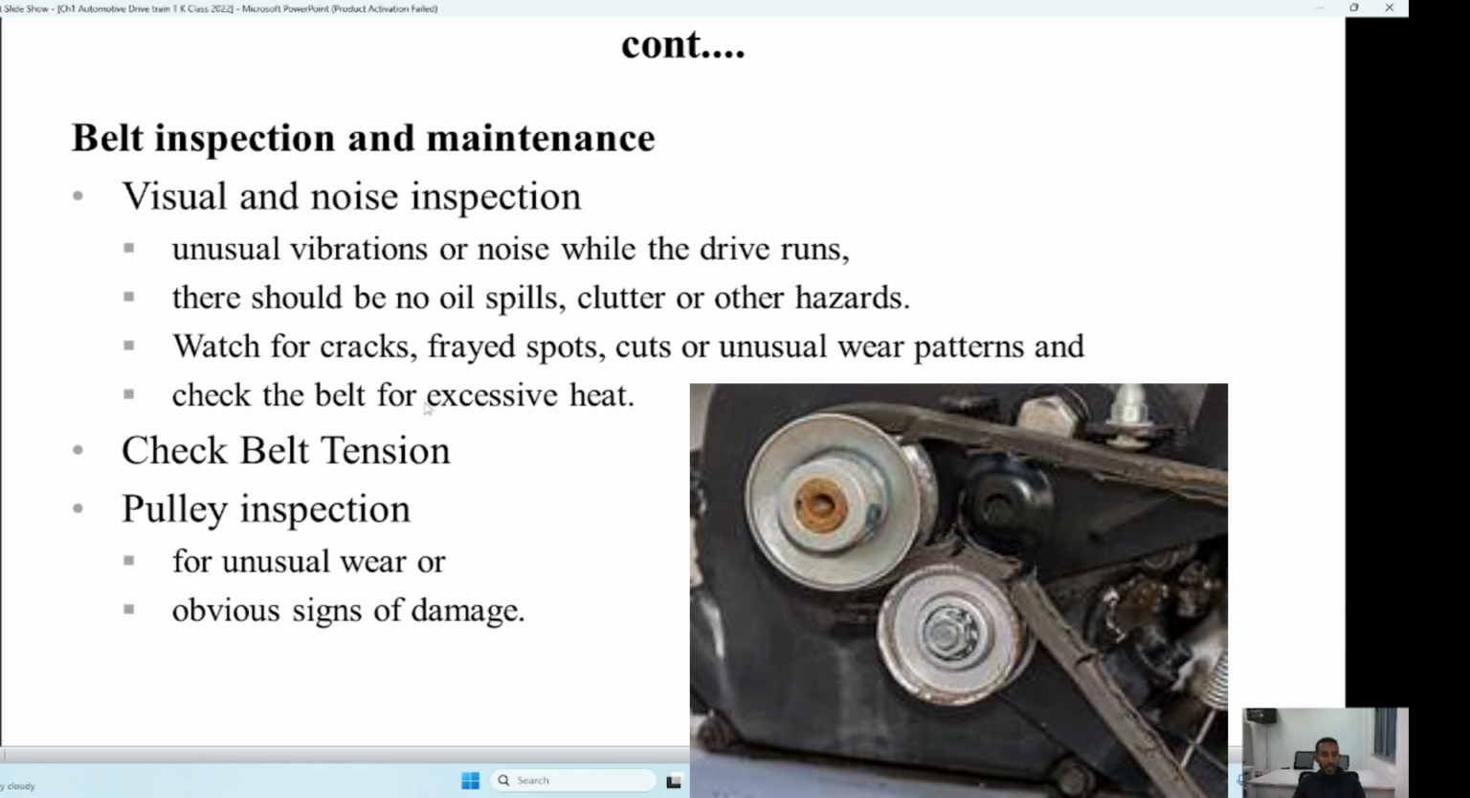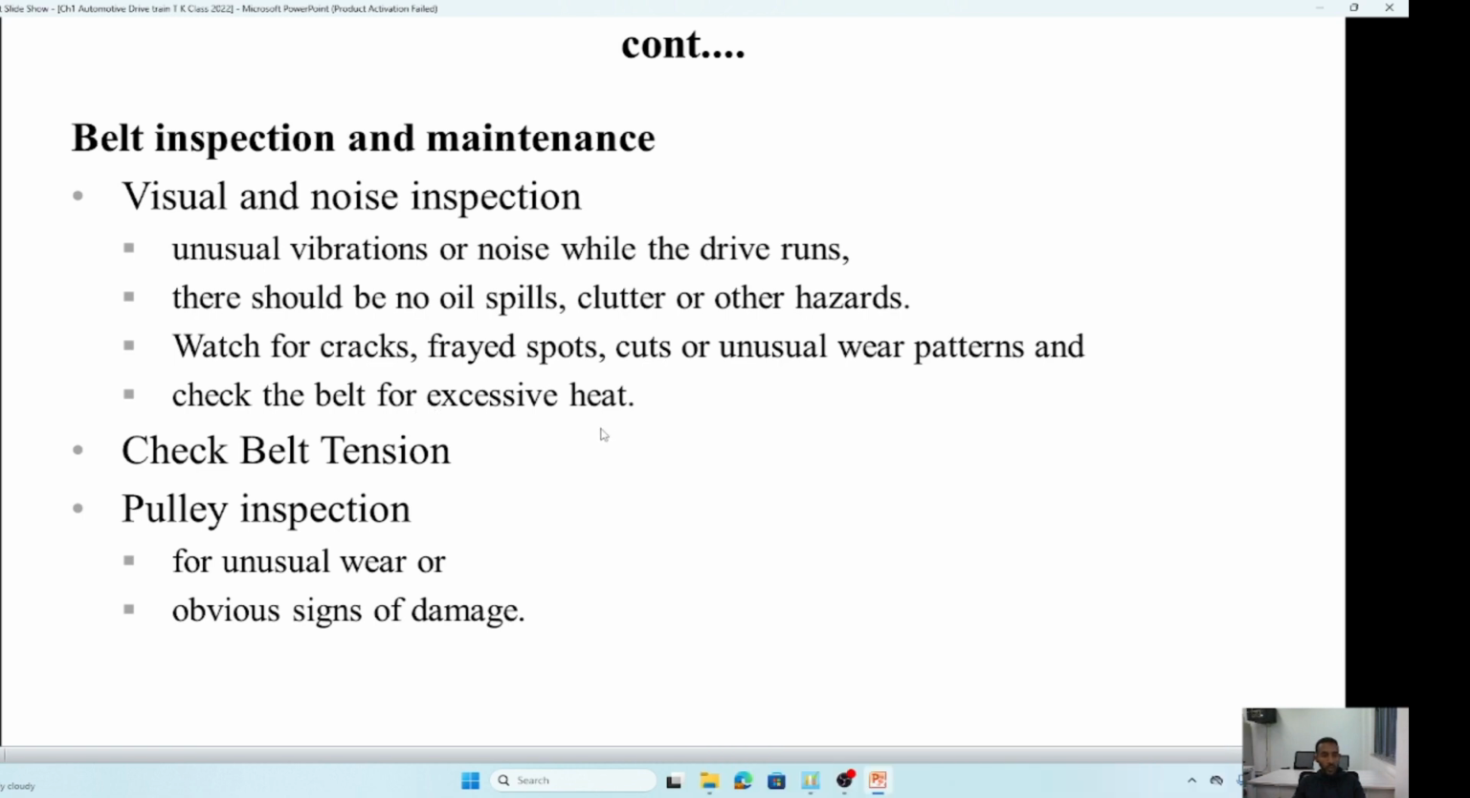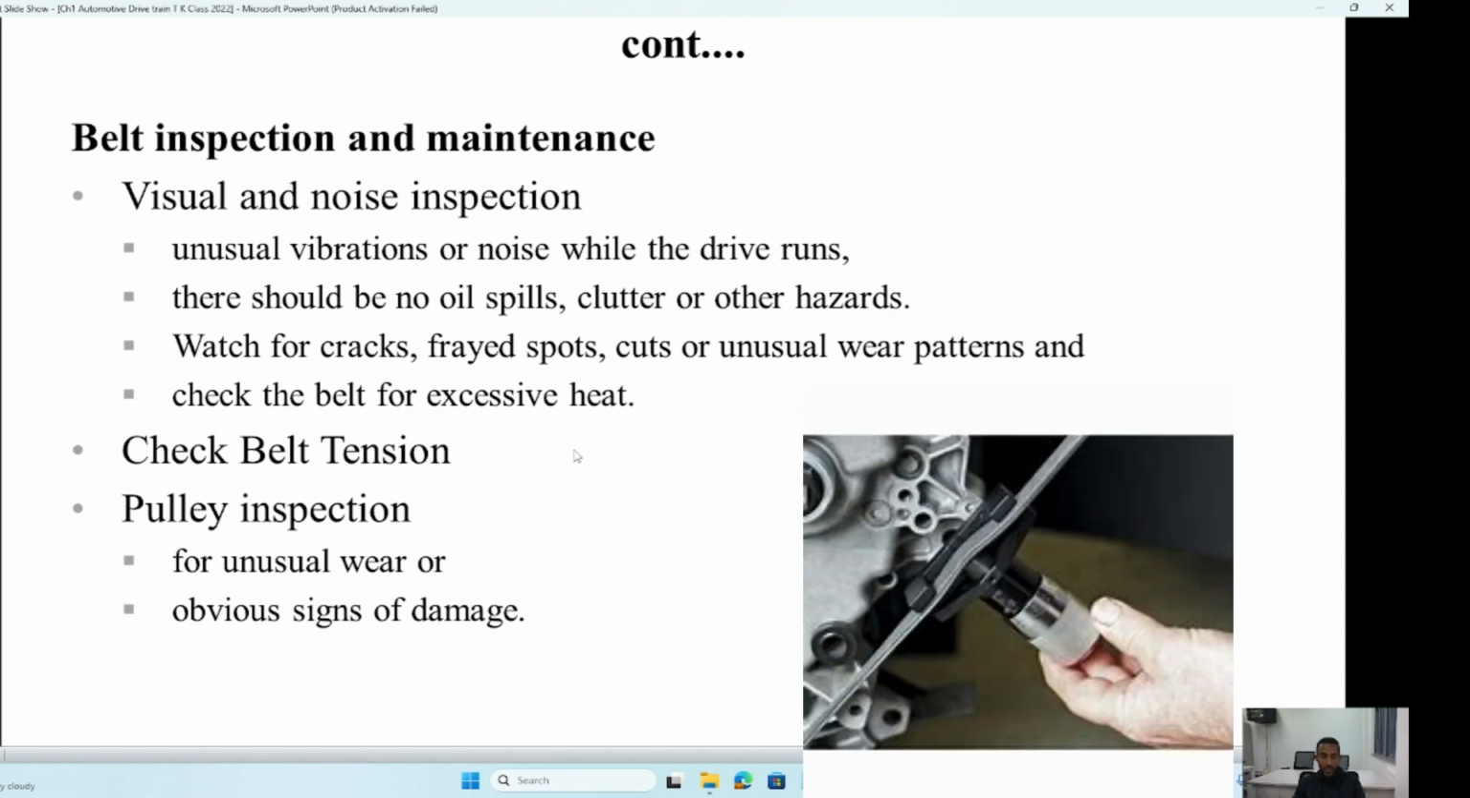And we must check the belt for excessive heat also. This excessive heat will be caused by friction. The next one, check belt tension. As we know, we check the belt tension with a belt tension tester. So we must check and adjust the belt tension properly.